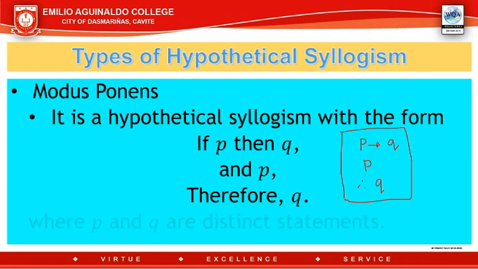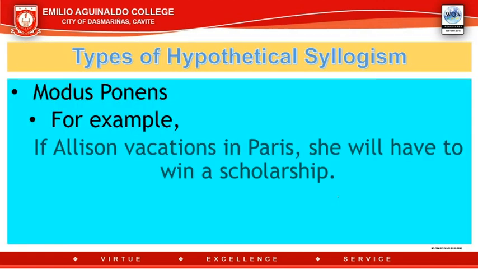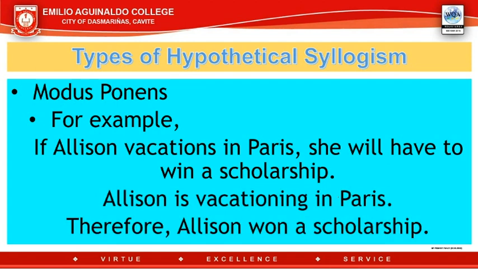Since that will be our basis for our propositional logics. Let us have examples. For example, if Alison vacations in Paris, she will win a scholarship. Alison is vacationing in Paris, therefore Alison won the scholarship. So we have there P implies Q.